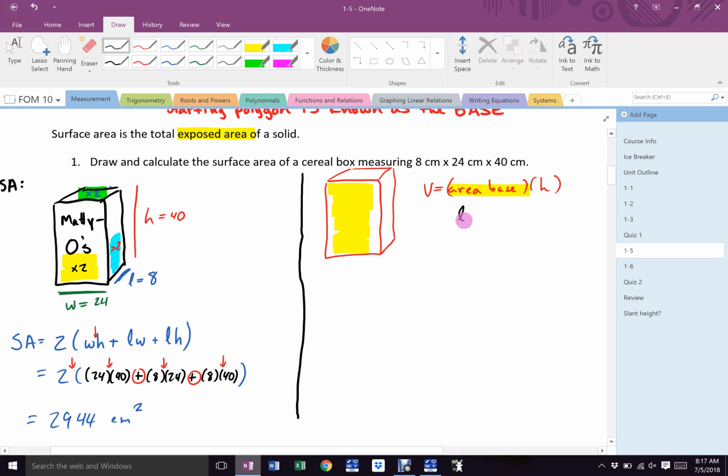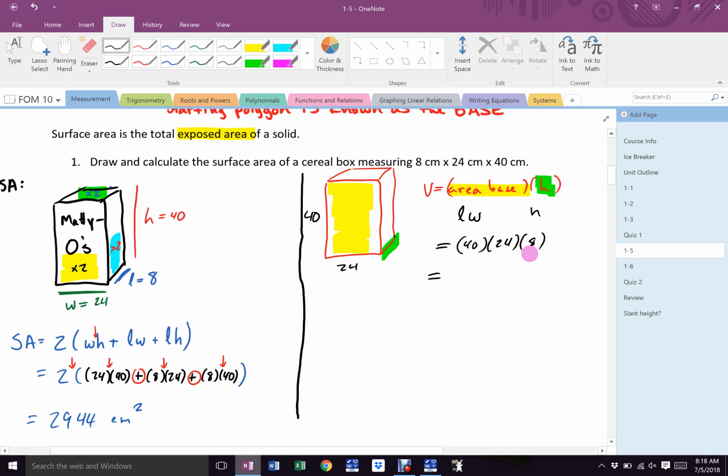So the area of that is LW, right? I've already drawn it this way. I've said that's 24 and that's 40. So there's my area of the base. What is the height? That's the direction that it repeats. Where does that rectangle go? It goes back this way, yes? So that makes my height 8. LWH is 40, 24, 8. And then you do the math.